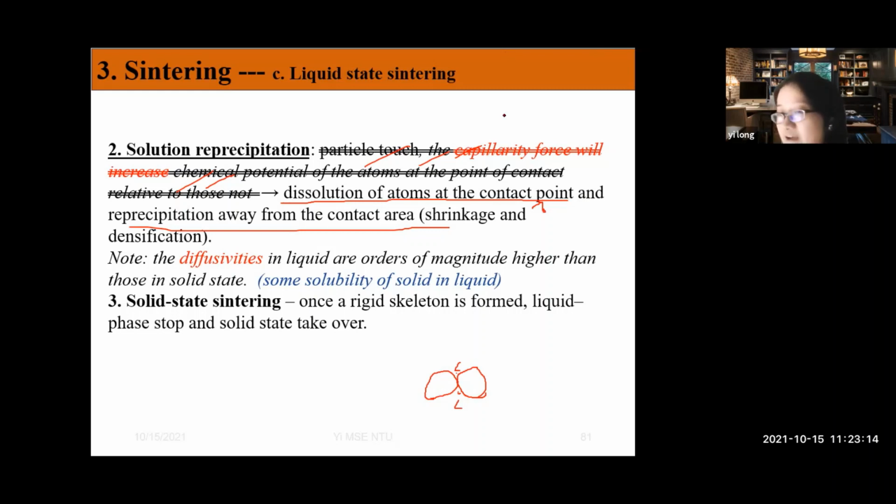Green boundary, right? Keep talking about the green boundary. So the dissolution of atoms at the green boundary will re-precipitate away from the contact area. So it's just this contact point. So the atoms here will go to where? Since it's away from the green boundary, go to where?